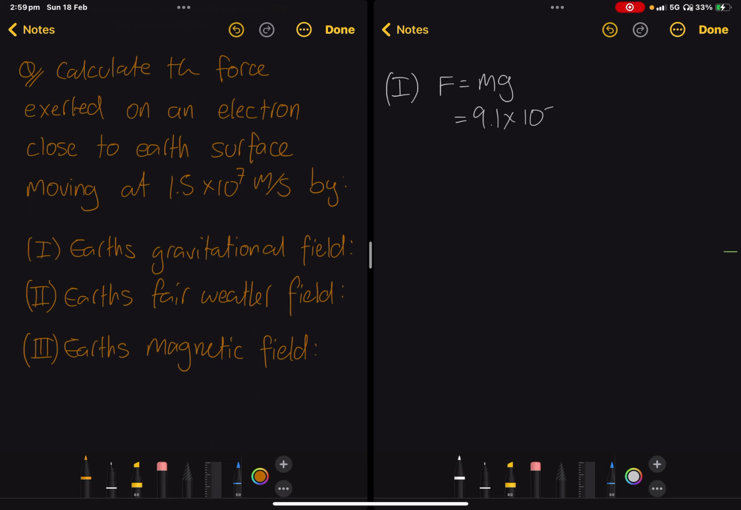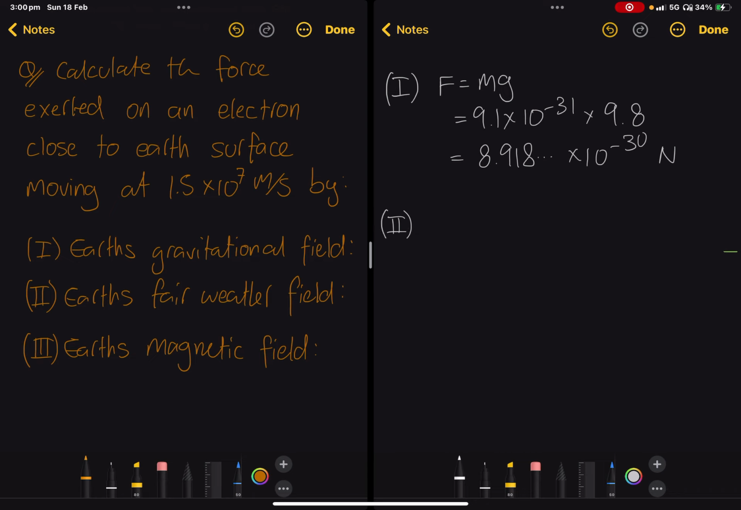9.1 times 10 to the minus 31 approximately, multiplied by the value for g at Earth's surface level. That's about 9.8. So we get 9.1 times 10 to the minus 31 times 9.8. This is about 8.918 times 10 to the minus 30 newtons. This is the value of the force from gravity at Earth's surface level. It's just an approximation, but that's what we've been asked to find.